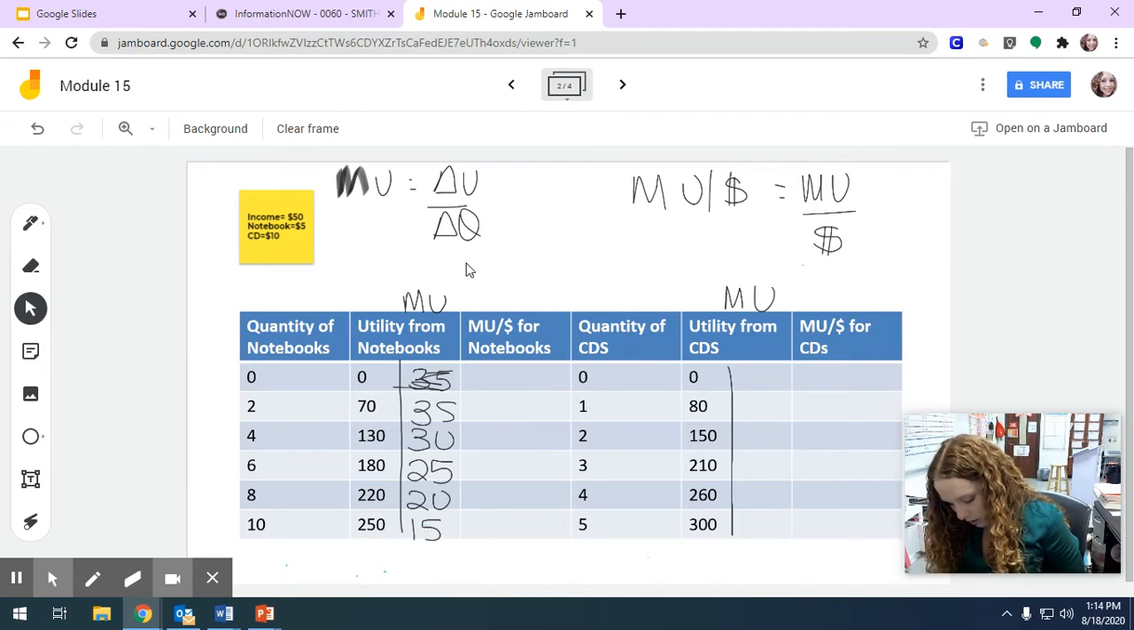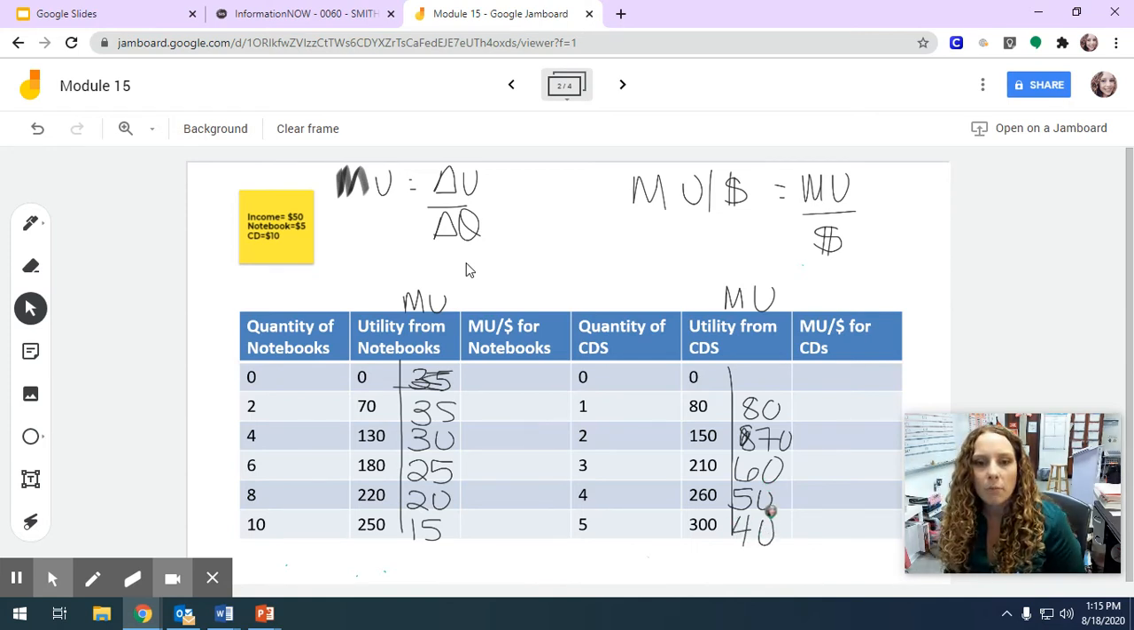Now over here, it's easier. I don't have to divide anything because the quantity, you notice, changes by 1, 2, 3, 4, 5. So here we went from 0 to 80, so that's a marginal utility of 80. Then we went from 80 to 150, so that's 70. Sorry, I get nervous. Okay, then 150 to 210, that's 60. And then 210 to 260 is 50. And then 40. Okay, so I found my marginal utility.